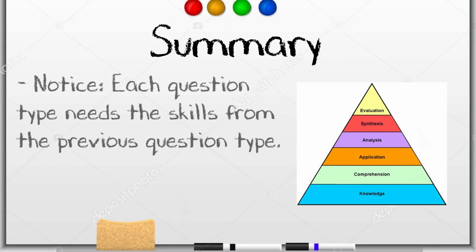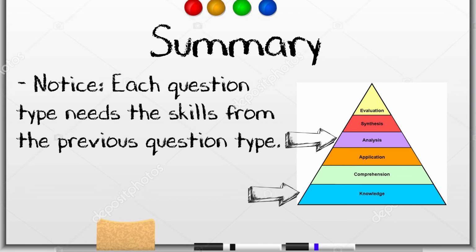Another thing to notice is that each type of question also tends to require the skills from the previous types of questions in order to answer it. For example, how are you going to analyze which 2 students will be friends without factual information you learned from directly listening?